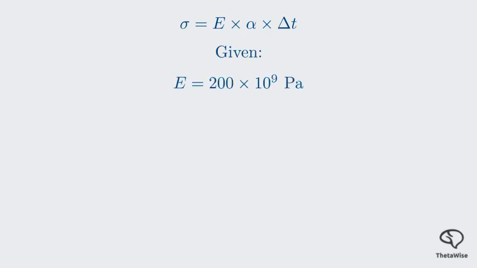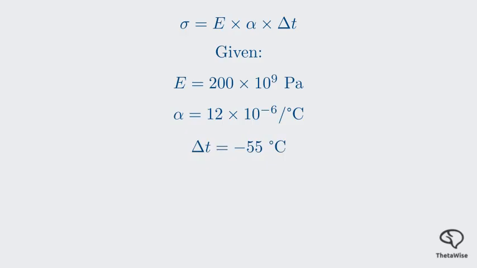Let's apply our formula for thermal stress to solve the problem. The formula we derived is stress sigma equals E alpha delta T. We have all the necessary values. E is 200 times 10 to the 9th pascals. Alpha is 12 times 10 to the negative 6 per degree Celsius, and delta T is negative 55 degrees Celsius. The negative sign for delta T is very important. It tells us we are dealing with a temperature decrease.